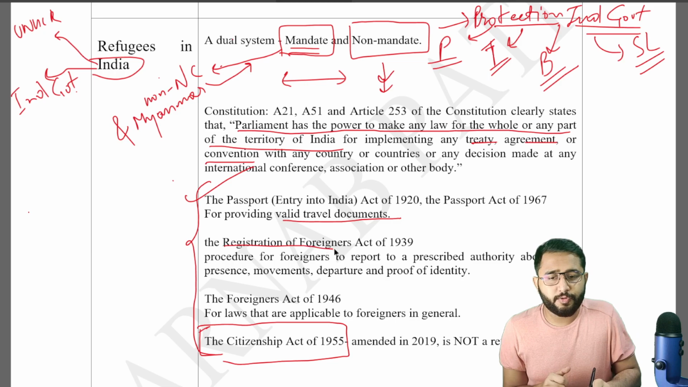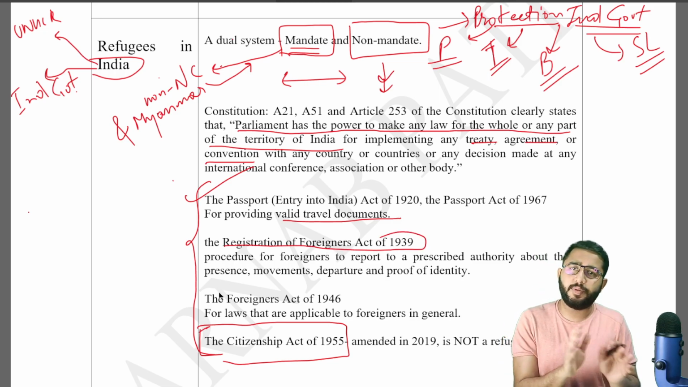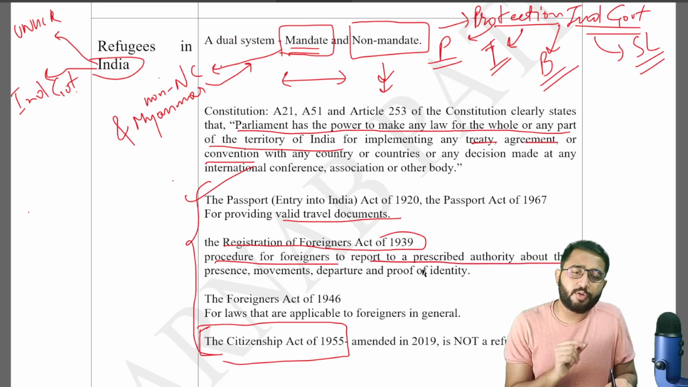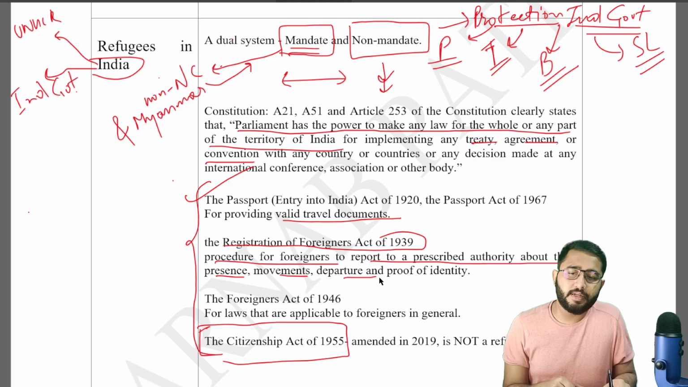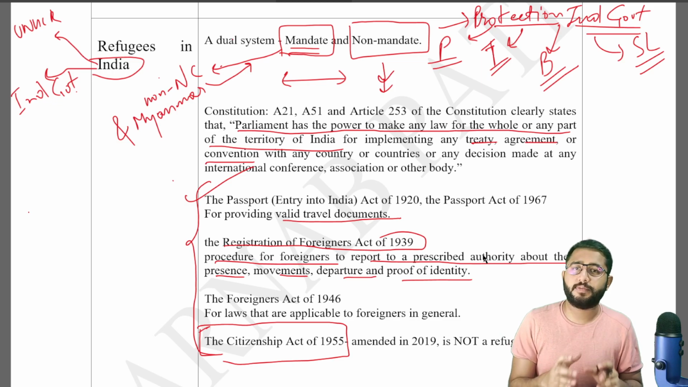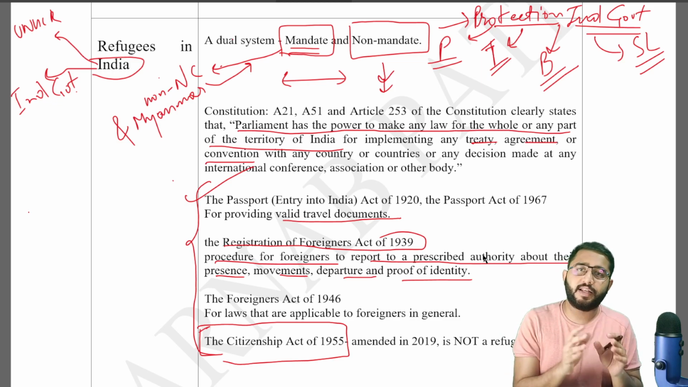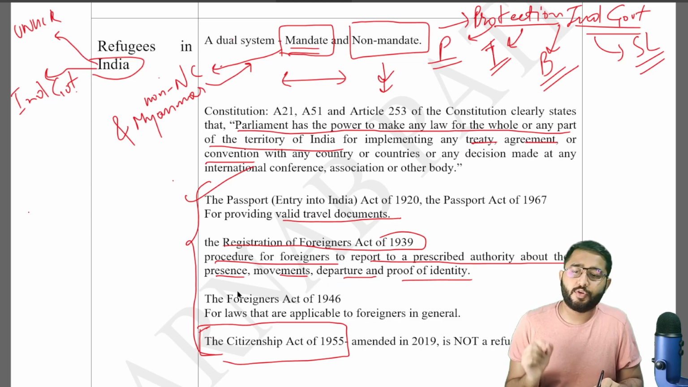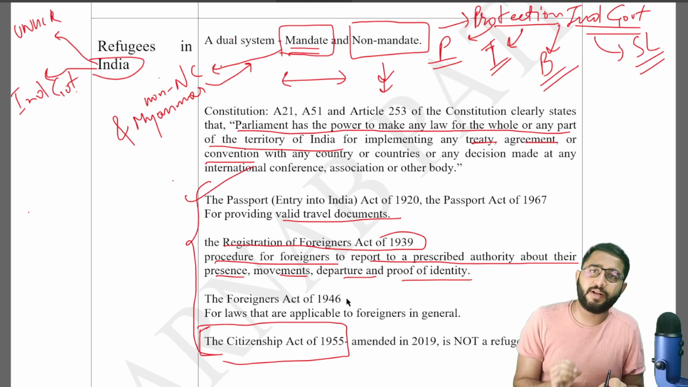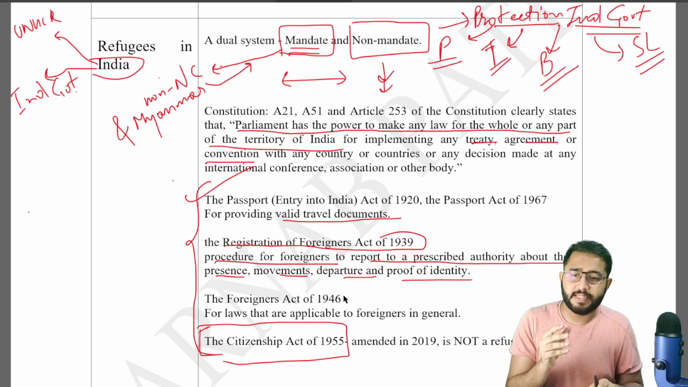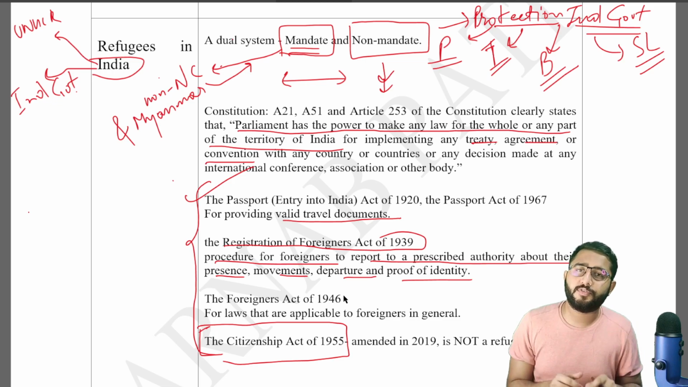Then comes the Registration of Foreigners Act 1939. In that, it simply gives a procedure for foreigners to report to a prescribed authority about their presence, movement, departure, and proof of identity. So first, our Passport Act talks about how you need a valid travel document, a passport, to enter. Then the Registration of Foreigners Act talks about presence, movement, departure, and proof of identity: who are you, where are you going, okay. The first one is how are you coming here, do you have a passport. The second one is about presence, movement, departure, and proof of identity.